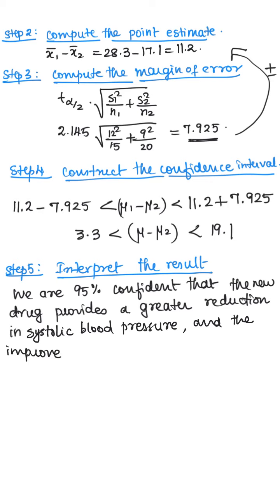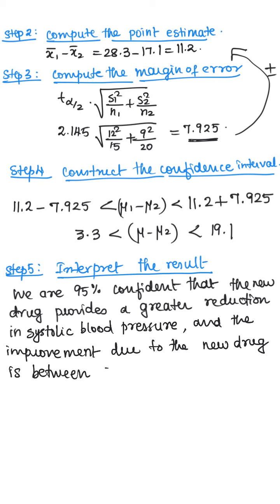and the improvement due to the new drug is between 3.3 and 19.1 millimeters of mercury. This is the manometric unit of pressure, and we read this as millimeters of mercury.